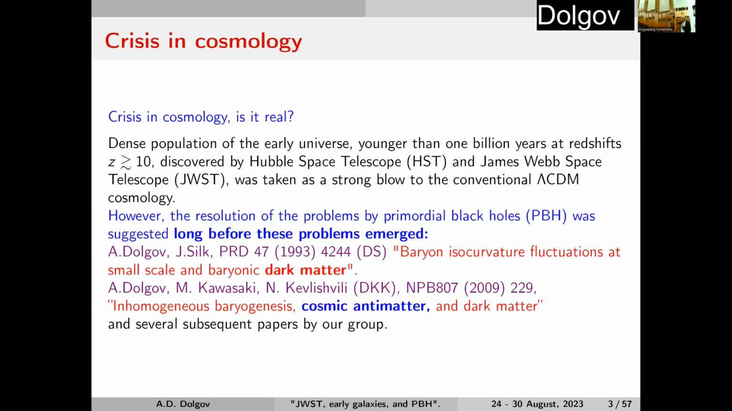Very good. So the question is whether this crisis in cosmology is real, and I said probably not. If we agree that there are very strange objects from the point of view of traditional astrophysicists, namely primordial black holes, it was in our two papers with Joe Silk, and later developed in our paper with Masahiro Kawasaki and Nina Kivishvili. It is interesting that in these papers the titles even mentioned dark matter made of black holes and also cosmic antimatter.